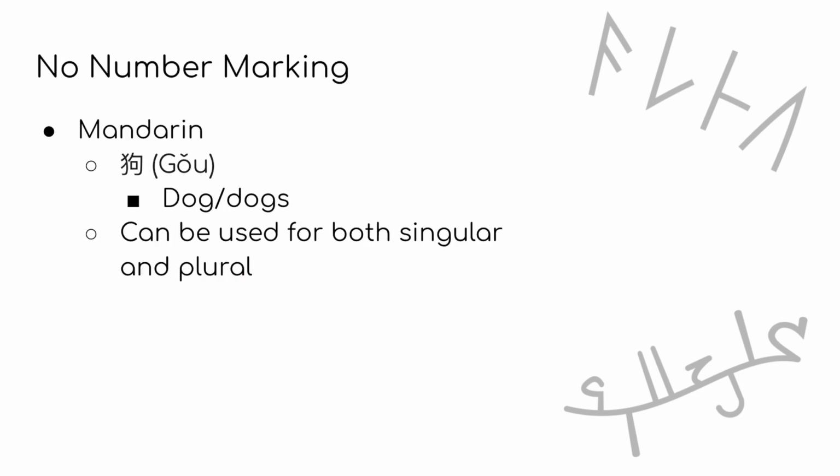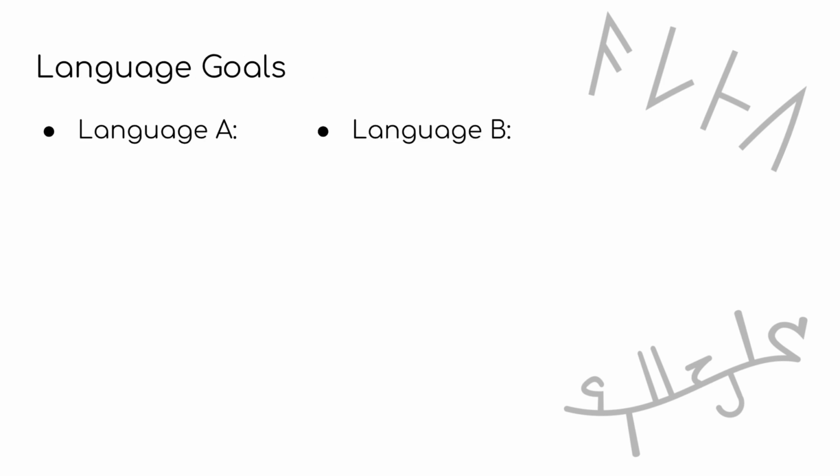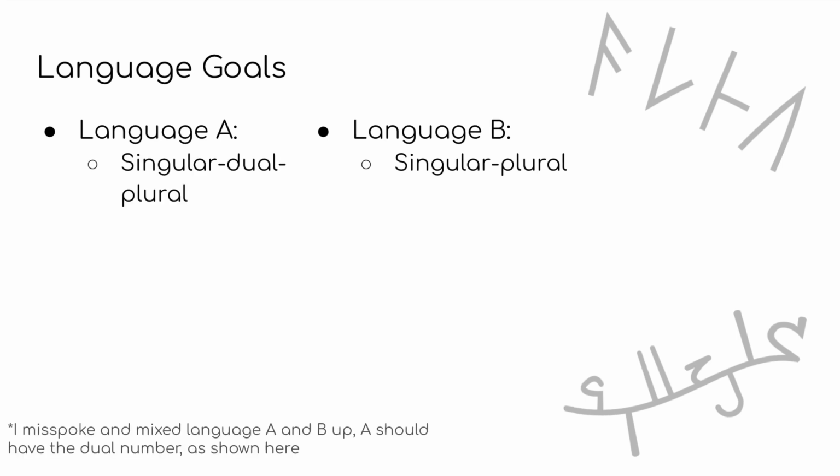As a final option, in many languages, particularly in South and Southeast Asia, as well as Australia, number marking just isn't that important and can be optional or absent entirely. For our example languages, let's keep it simple for language A and give it a simple singular-plural distinction. But let's get a little spicy for language B and give it a dual in addition to the singular and plural.